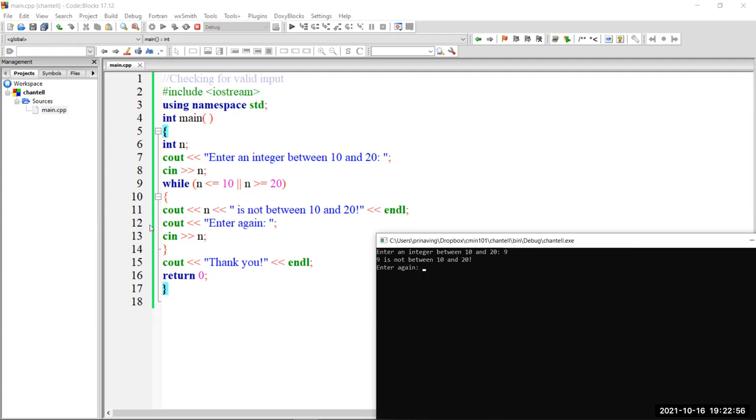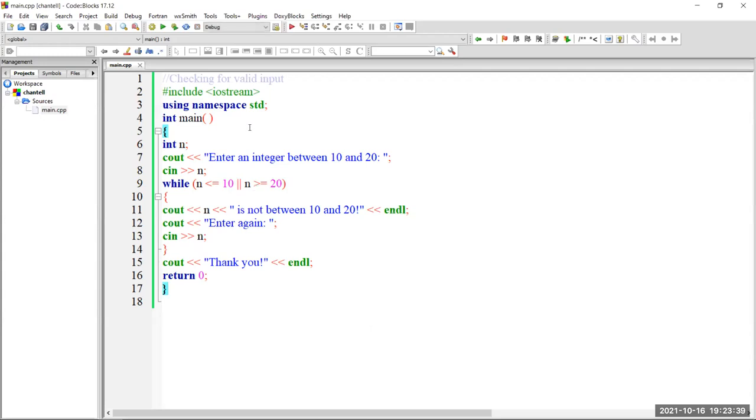Enter again. Can you see it ran line number 11, line number 12, and it says enter again at line 12. This time I'm going to enter 25. It says 25 is not between 10 and 20. Can you see this OR operation is now taking place, Chantelle? The OR operation is looking for any number greater than 20 or any number less than 10. As soon as I enter a number within that range, let's say 12, it's going to say thank you.